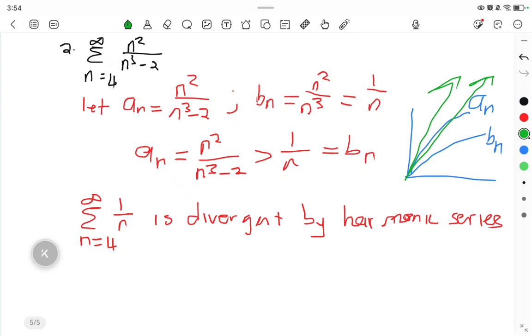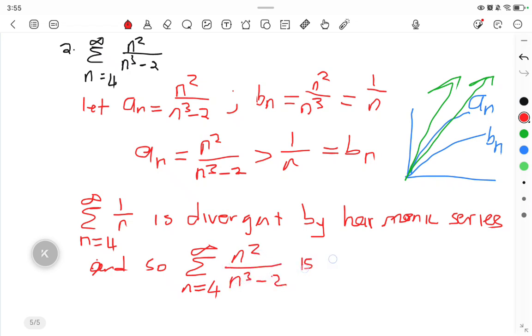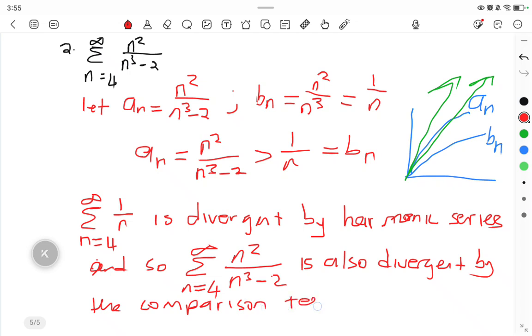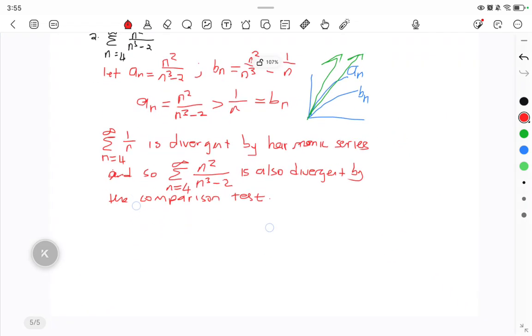So the harmonic series, or p-series where p is less than or equal to 1, diverges. So we say that this one is also divergent by the comparison test.